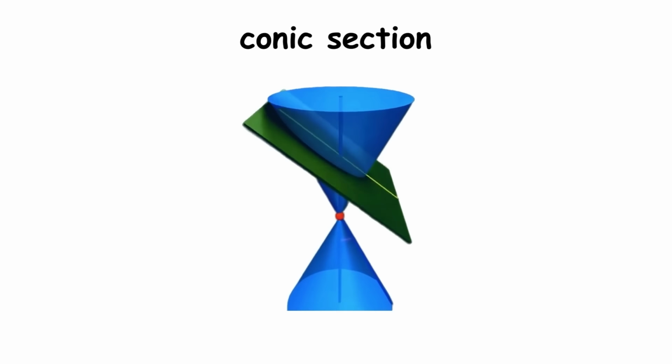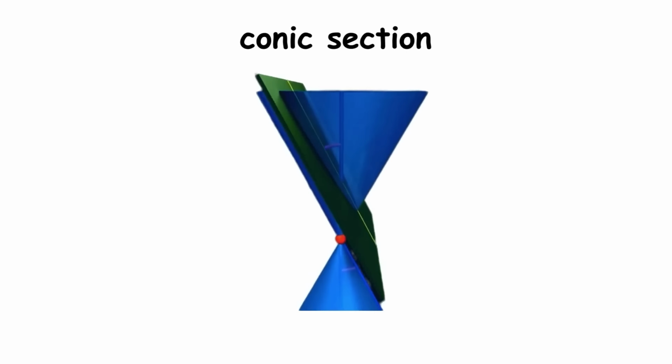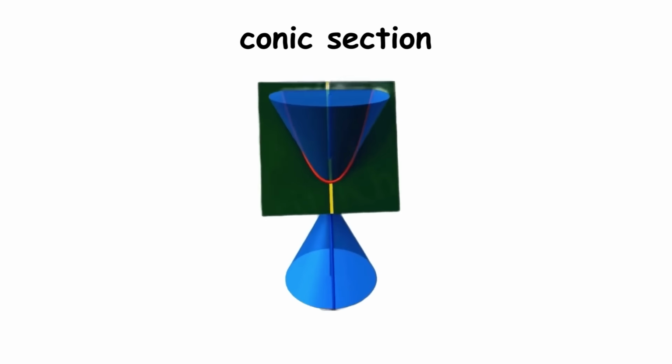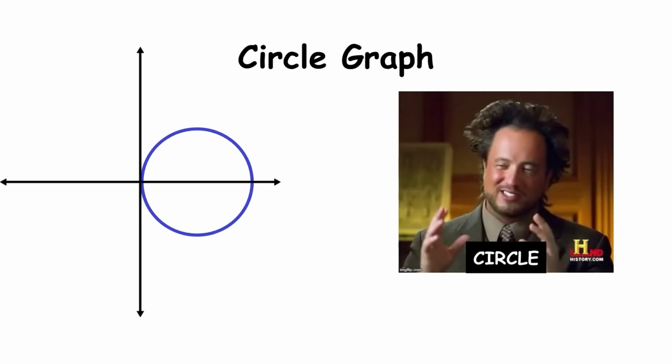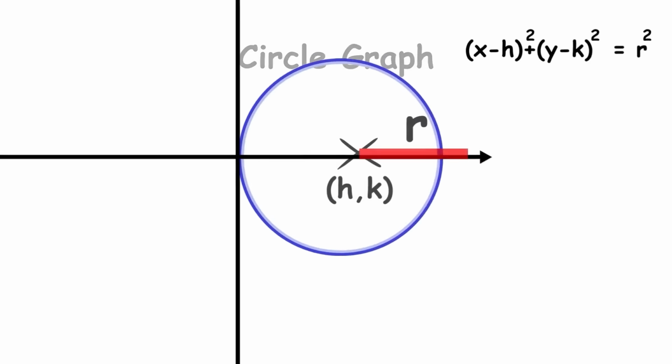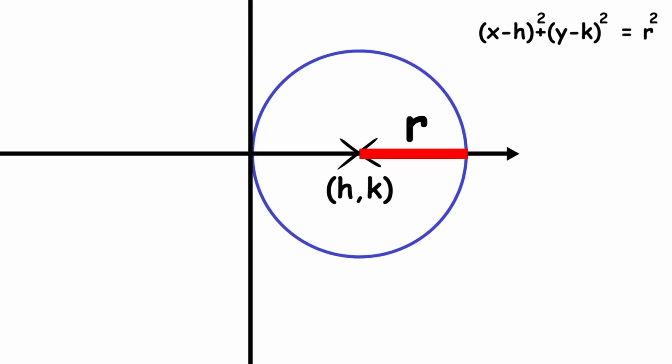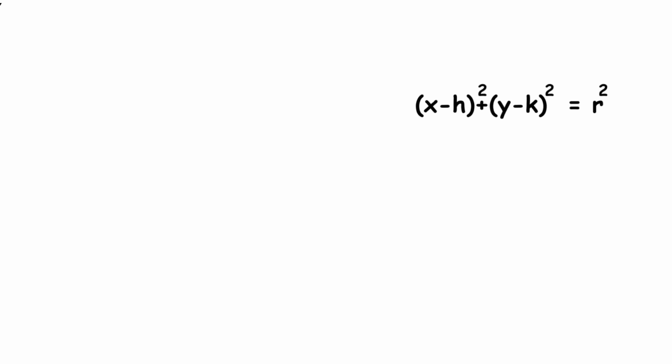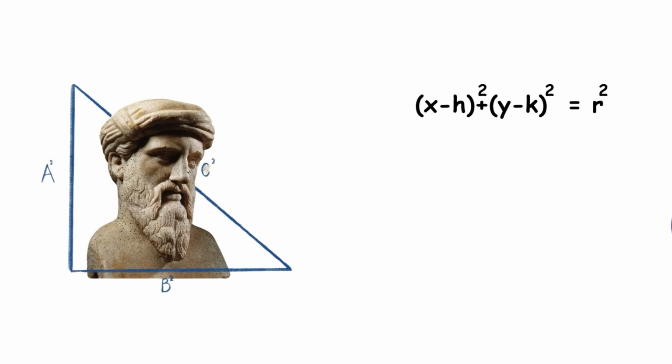A parabola is an example of a conic section, which is, roughly speaking, the intersection between an infinitely large cone and a plane slicing through it. The equation for the graph of a circle is quantity x minus h squared plus quantity y minus k squared equals r squared, where r is the radius and h, k is the center of the circle. This equation can be derived from the definition of the circle and the Pythagorean theorem.